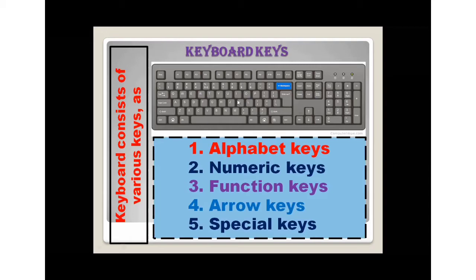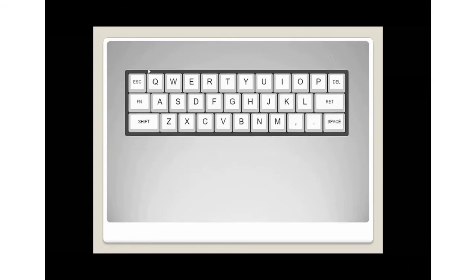First, we'll see details about these 5 keys. What do you see here? You can see there are alphabets: Q W E R T Y U I O P. All the keyboards here are like that, the same. First one is alphabet keys.